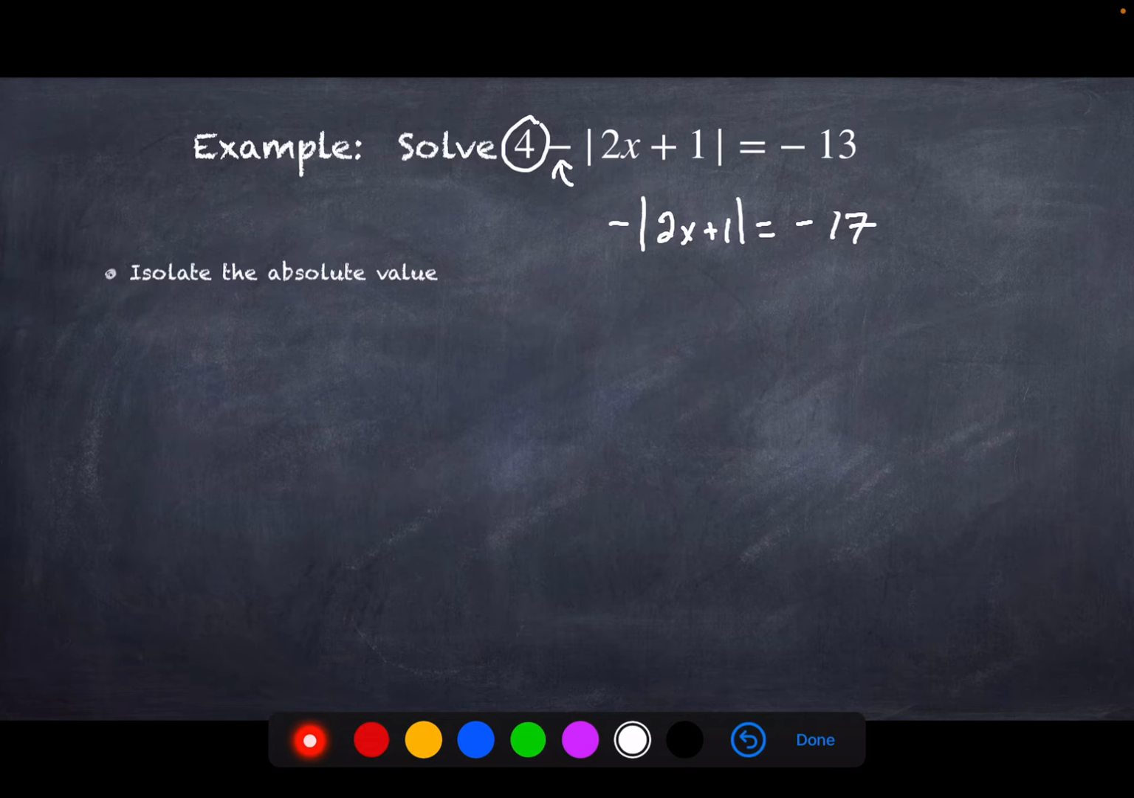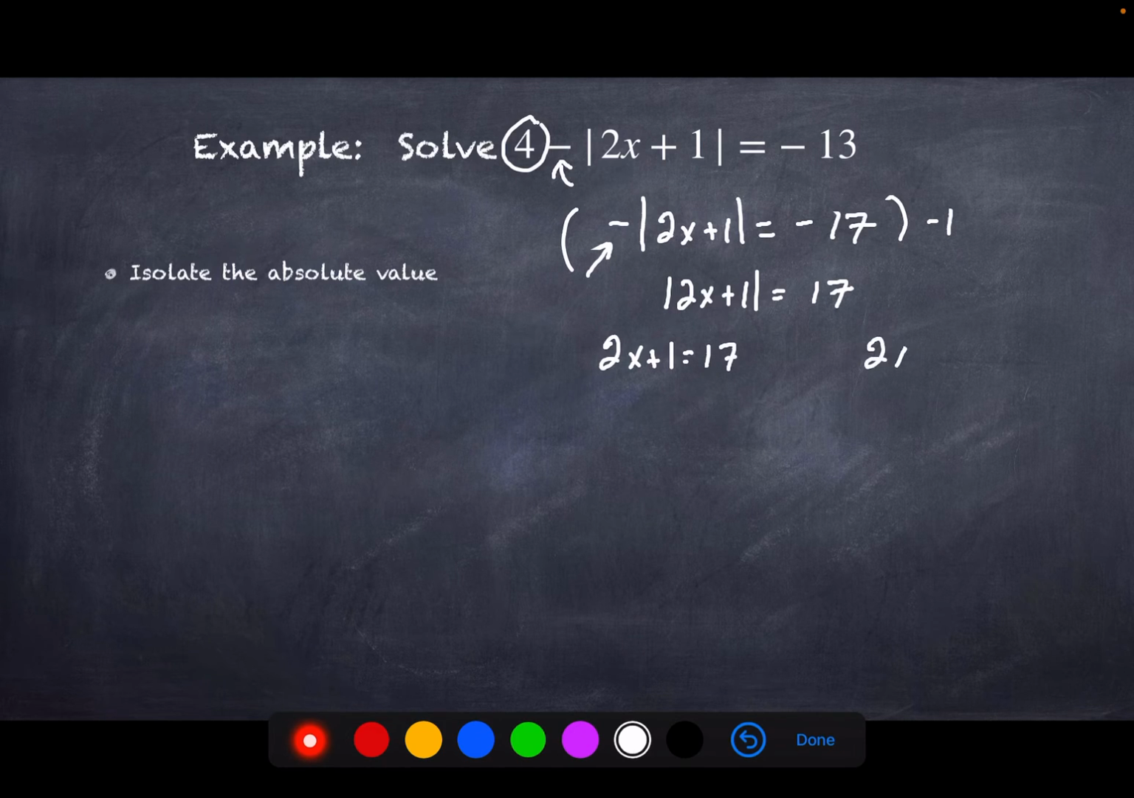Now, my absolute value is still not isolated because I've got to deal with this negative. So I'm just going to multiply both sides by negative 1, or you could divide by negative 1, doesn't matter. So I have absolute value of 2x plus 1 now equals positive 17. And that's good because if I had an absolute value equal to a negative number, I would know that I had no solution. So from there, I'm going to write my two equations to get 2x plus 1 equals 17. And the other will be 2x plus 1 equals negative 17.